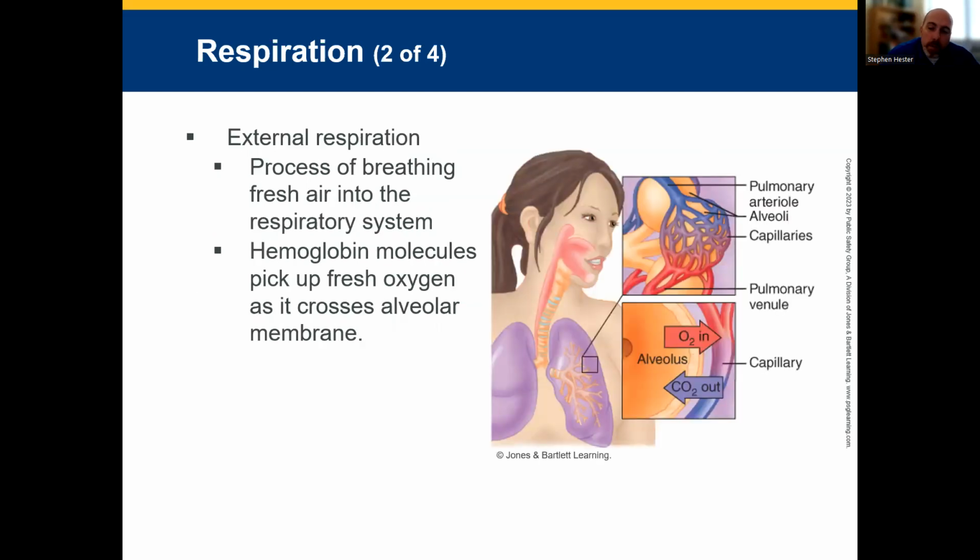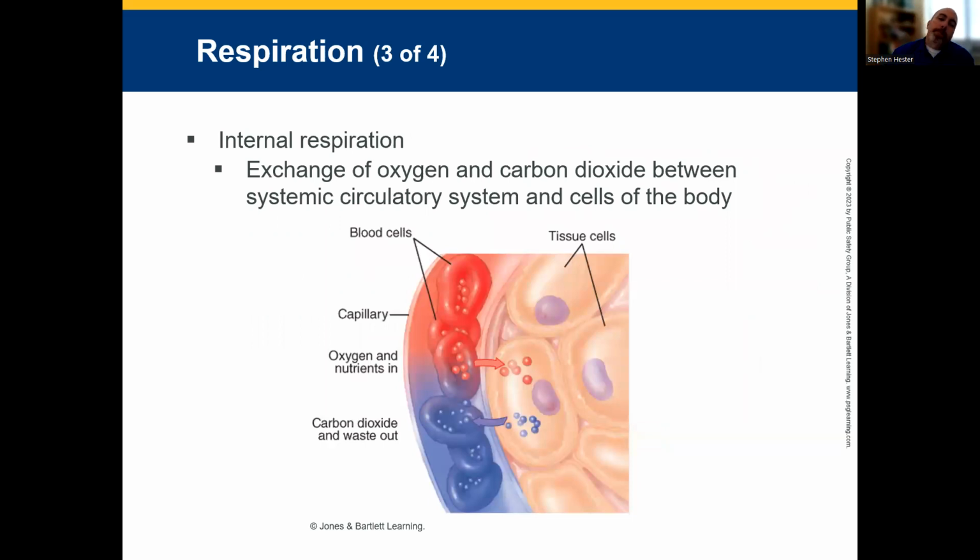External respiration is the process of breathing fresh air into the respiratory system, and it helps with the exchange of O2 and CO2 between the alveoli and the blood in the pulmonary capillaries. Adequate ventilation does not guarantee external respiration. So hemoglobin molecules pick up fresh oxygen as it crosses the alveolar membrane. And then internal respiration is the exchange of oxygen and carbon dioxide between the systemic circulatory system and the cells of the body.